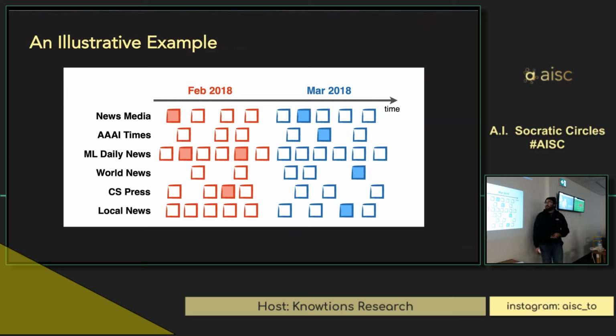For example, if we look at a news media outlet, the first 4 articles in Feb might have been about the same specific thing, so they just selected one. In March, there might have been a shift in paradigm, and they maybe started reporting about something else, and we want to see that change.